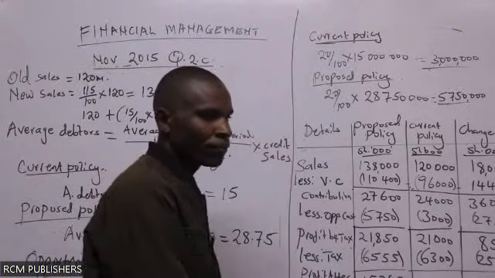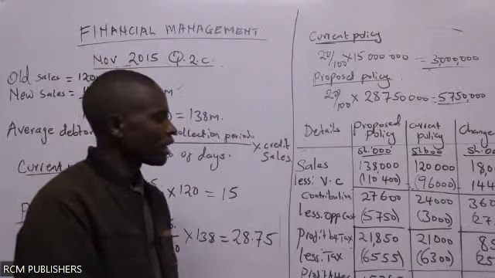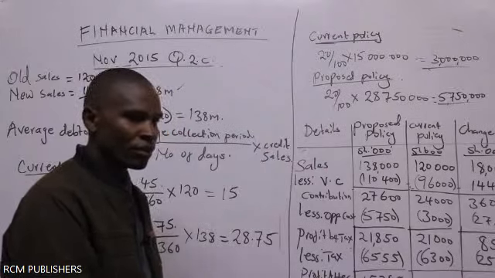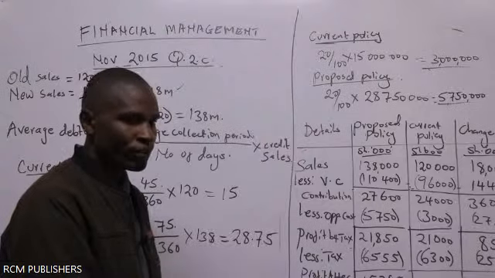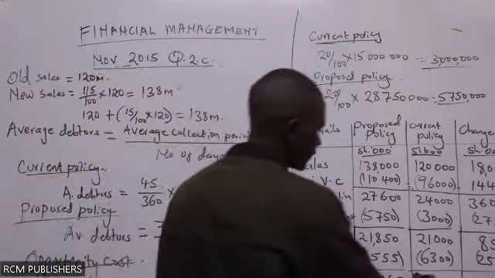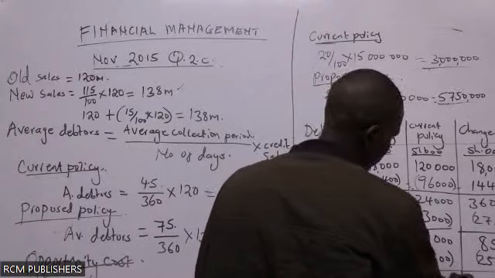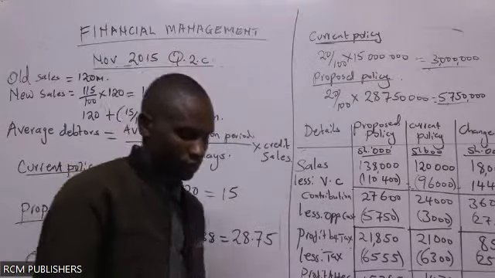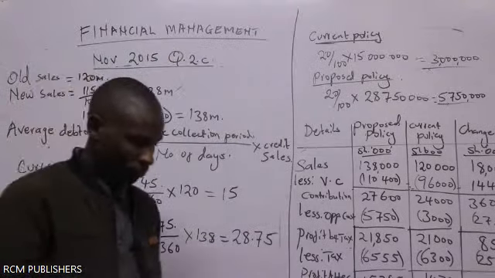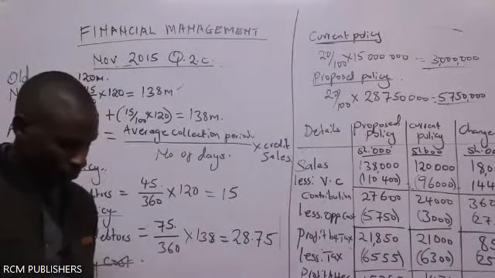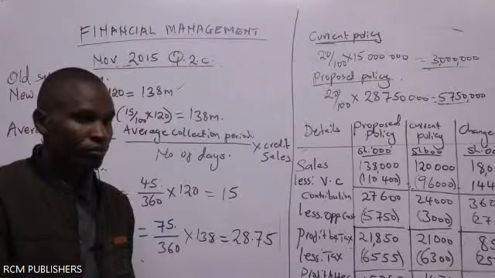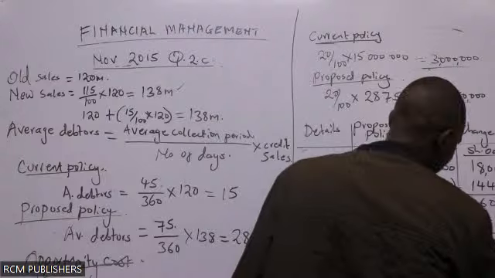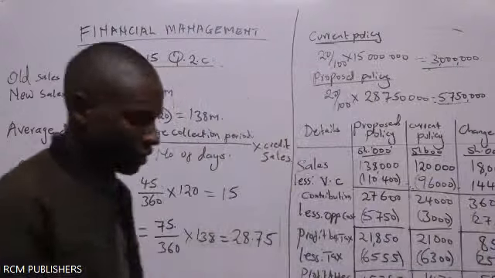Current policy. Union. 14,700. Then what is the difference? The difference is 595.